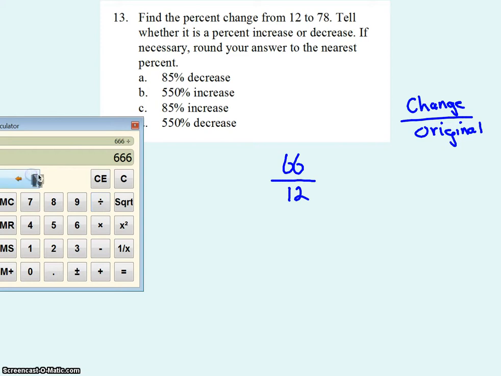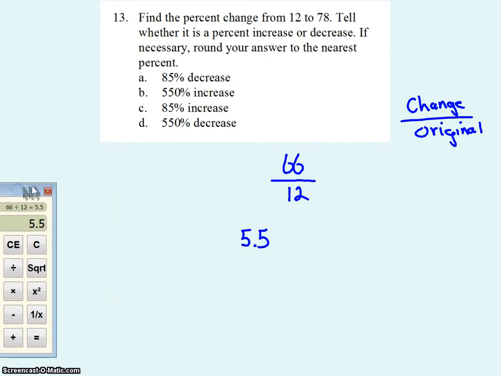66 divided by 12 is 5.5. But it's not 5.5%, it's 550%. So is it B or D? Well, B is a 550% increase. D is a 550% decrease, which of course is impossible. So it's B. And it increased from 12 to 78.